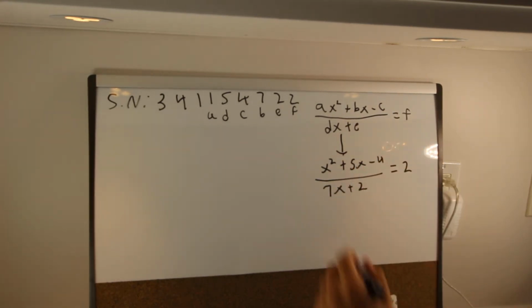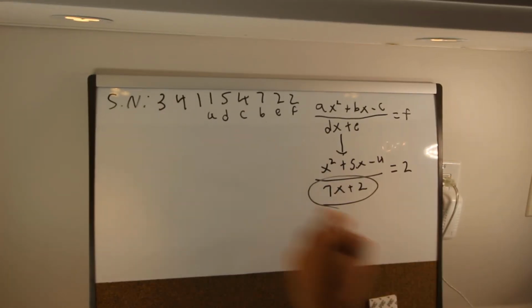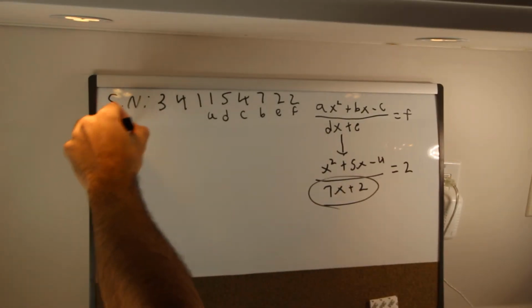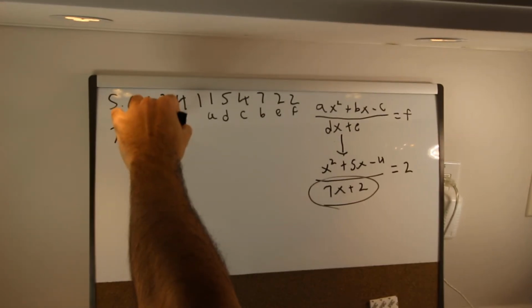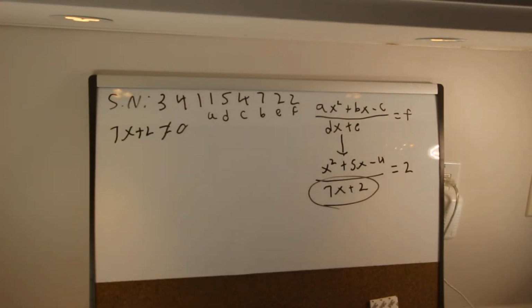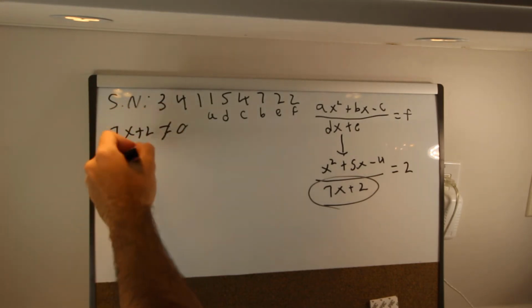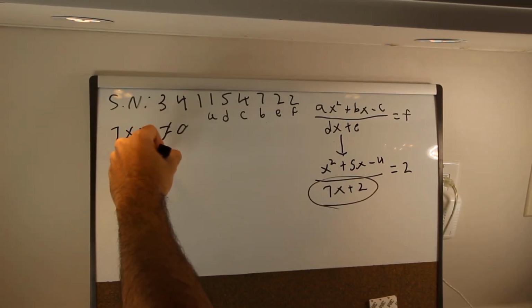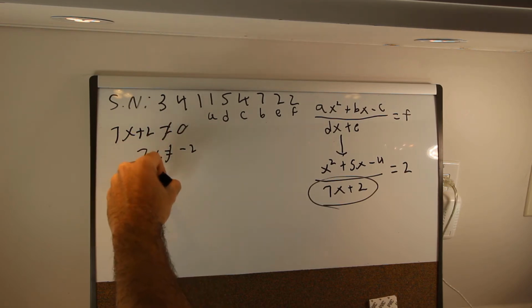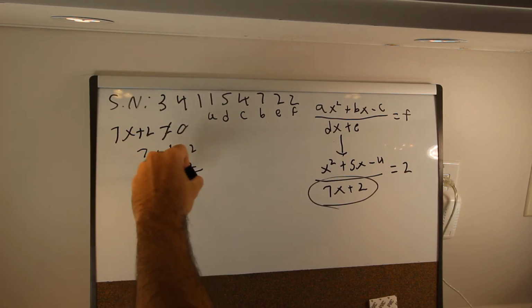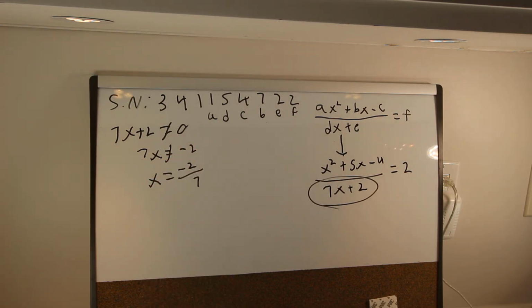Now, to find the restriction, we have to look at the denominator. So 7x plus 2 cannot equal 0. Now we have to isolate for x. So bring the 2 to the other side: 7x cannot equal minus 2. Then bring the 7 to the other side. The restriction is that x cannot equal minus 2 over 7.